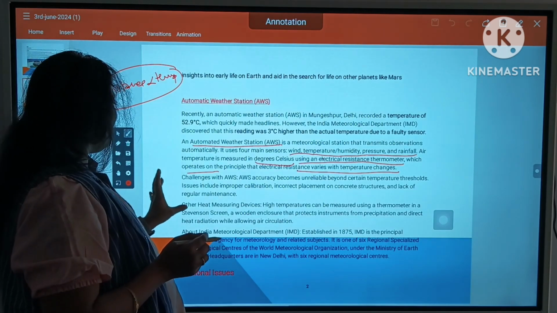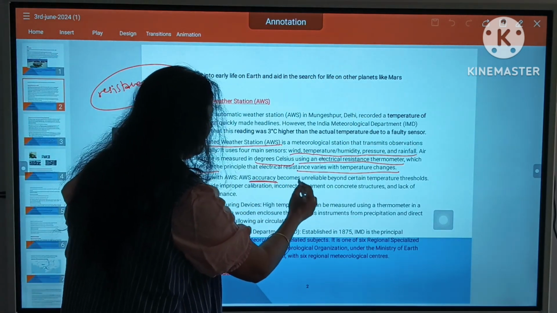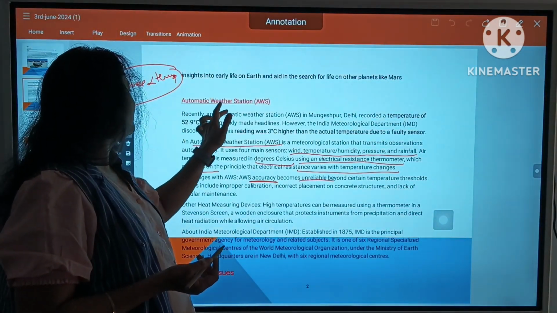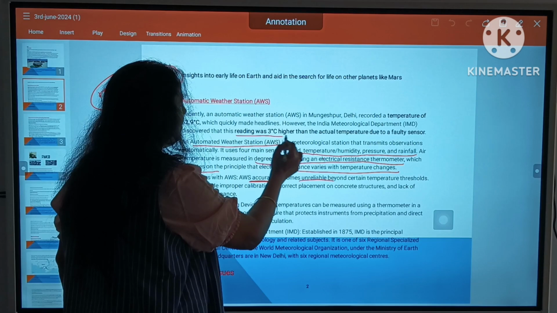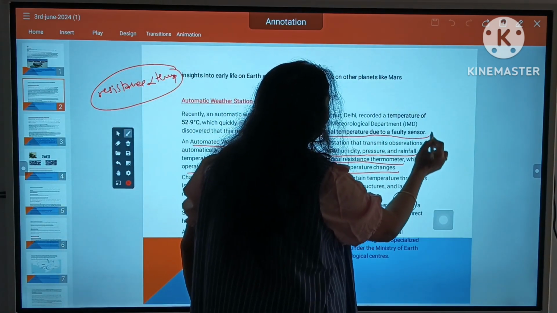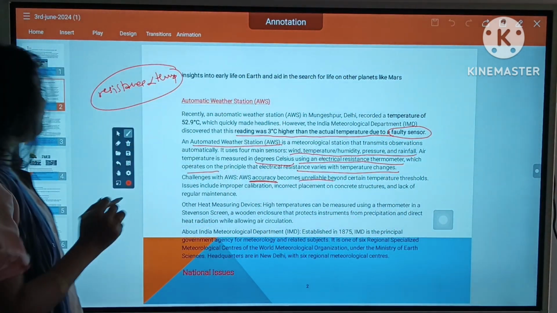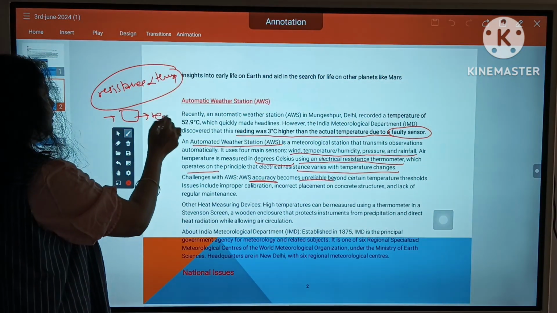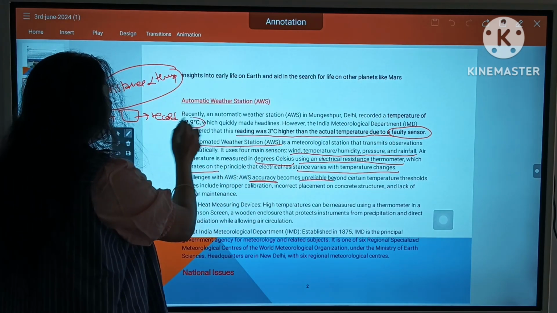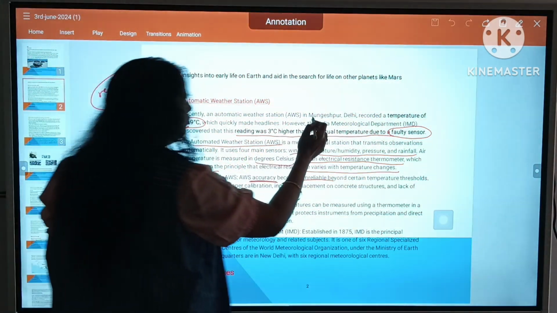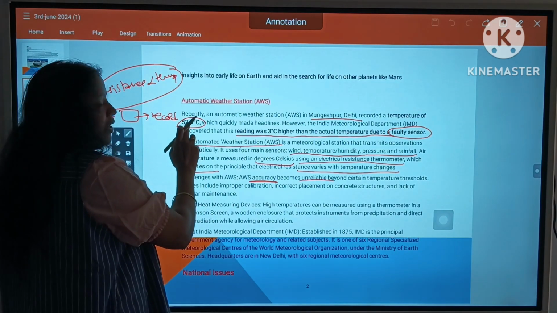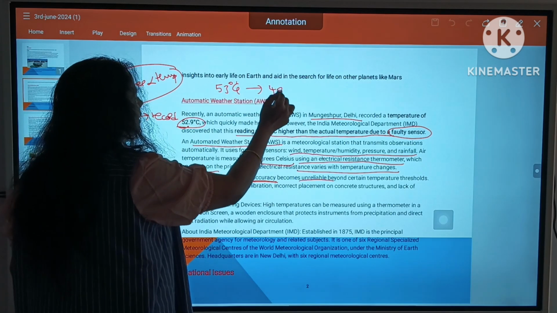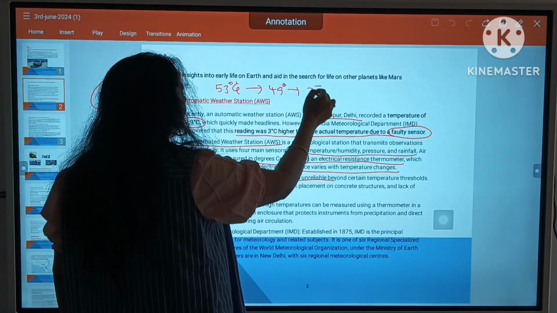But what is the problem here? Accuracy. Unreliable always. The automatic weather station reading was 3% higher than the actual temperature due to a faulty sensor. If the device is damaged, it will record wrong readings. It happened here: it recorded in Mungeshpur, Delhi, 52.9 degrees Celsius, about 53 degrees in place of 49 degrees. So 3 degrees more was recorded.